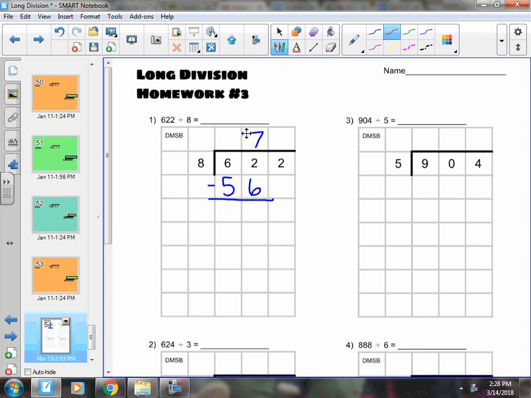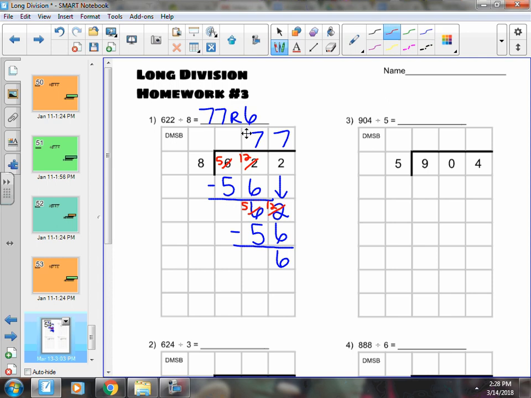Lots of kids have been making errors with their subtraction. Be very careful as you subtract. How many groups of 8 can you make from 62? Another 7. When there's nothing to bring down, that's when you know you're done.